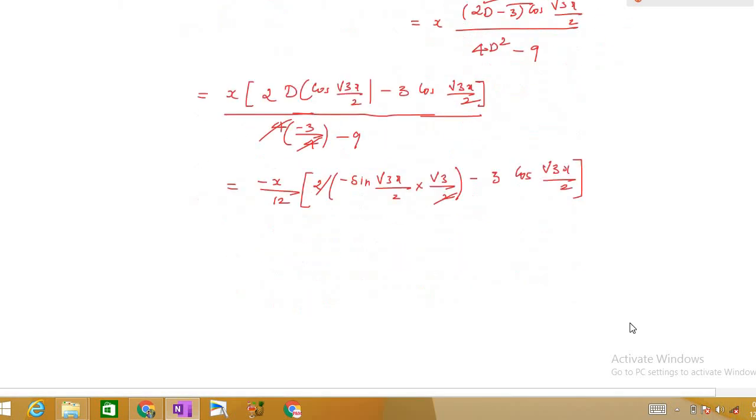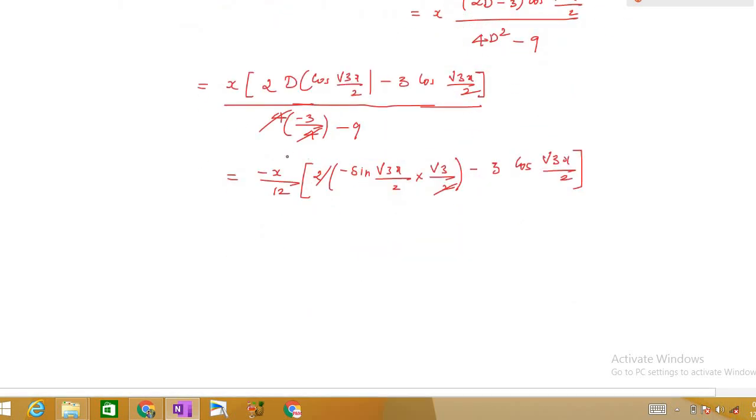So if I take minus outside, both will get plus, and this minus will get cancelled. So we have x by 12 sine root 3 x by 2 into root 3 minus 3 cos root 3 x by 2 is the required particular integral. You can also simplify this to some more extent.